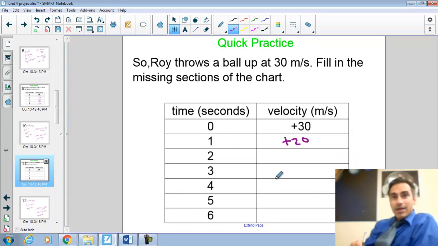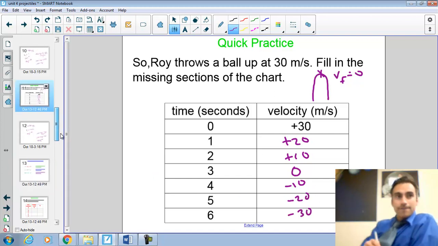If we were to plug in 2 seconds to that same formula, it would go down again. So this would be a plus 10. 3 seconds would be 0. So the path looks like this, it has now reached the height, and our Vf equals 0. And it does so in 3 seconds. Then it starts to fall back down. So negative 10, negative 20, negative 30. All right, so those are velocity.